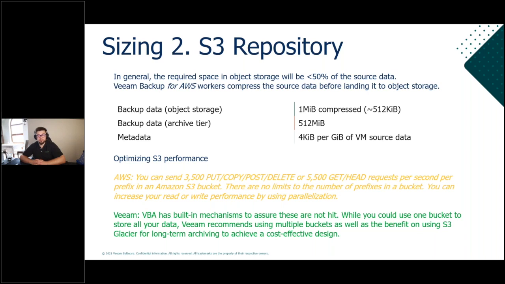So there are no limits on the number of prefixes in a bucket, but you can increase your read and write performance by using parallelization. This is the recommendation by AWS. So if you want to speed up your backups, you might deploy several S3 buckets. It's a simple logic for parallelism. So not to break into any limitations of AWS, just use several buckets. Veeam Backup for AWS has a built-in mechanism not to break into these limitations.